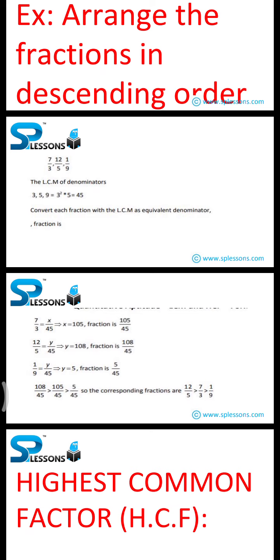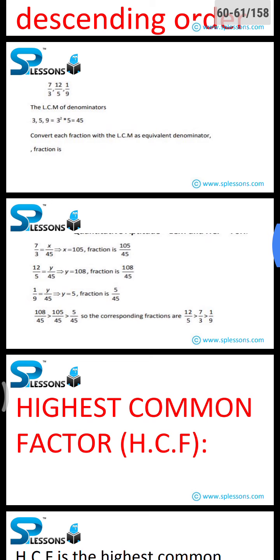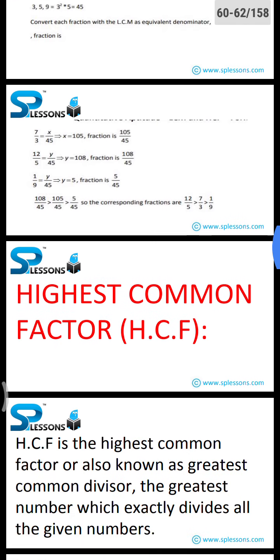12 by 5 equals y by 45. It implies y equals 108. Fraction is 108 by 45. 1 by 9 equals y by 45. y equals 5. Fraction is 5 by 45. So 108 by 45 is greater than 105 by 45, which is greater than 5 by 45. So the corresponding fractions are 12 by 5 greater than 7 by 3 greater than 1 by 9.